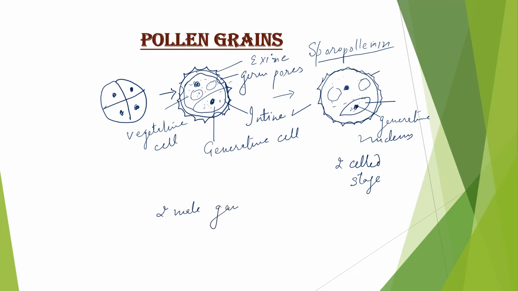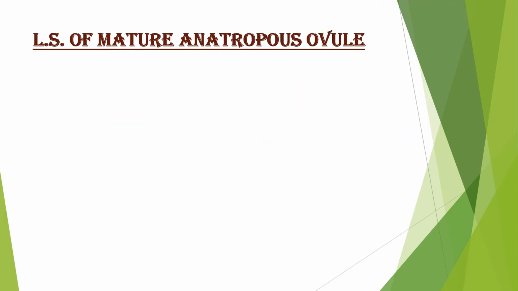When this pollen is germinating on the stigma, it will become three-celled when the pollen grain germinates. Okay, not in the beginning. So this is all about the development of the male gametophyte. So clear? Now we study the development of the female gametophyte.